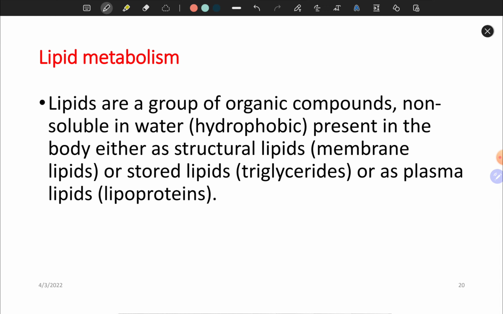They are hydrophobic. They are structural, found in the cell membrane. They are important for hormone production. They are called lipoproteins in the blood. They cannot be transported in the blood alone. They are combined with protein, called lipoprotein. Lipid plus protein is called lipoproteins. Stored lipid is triglyceride.